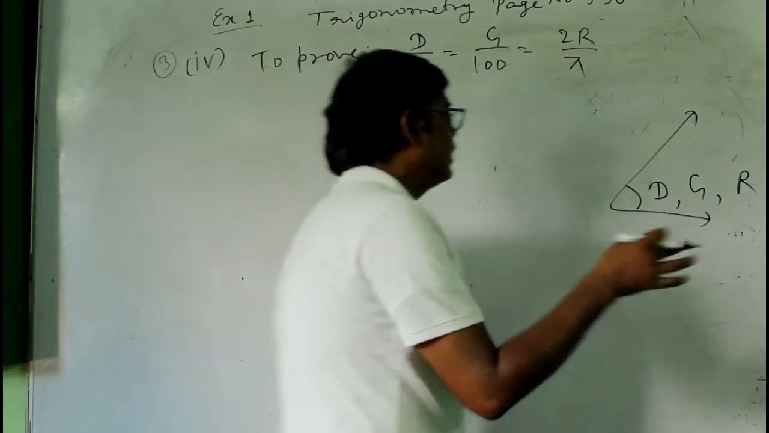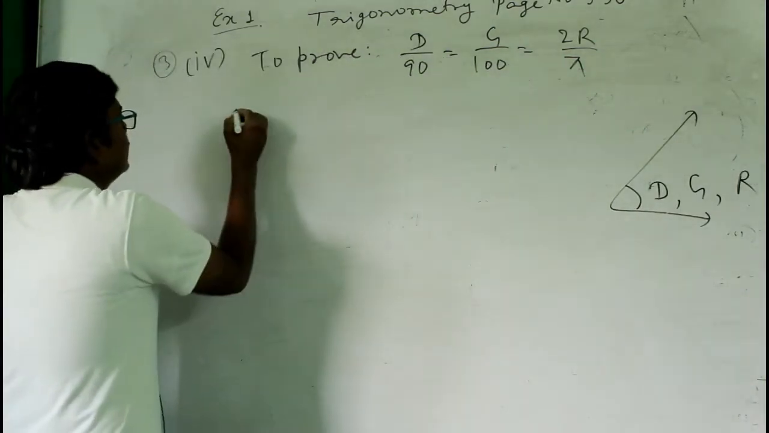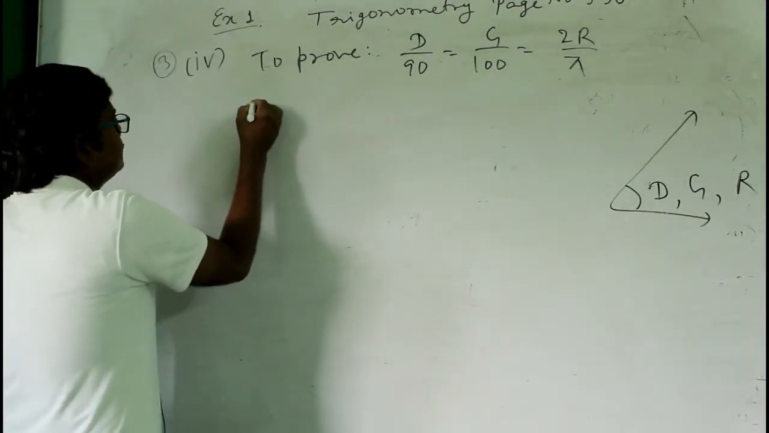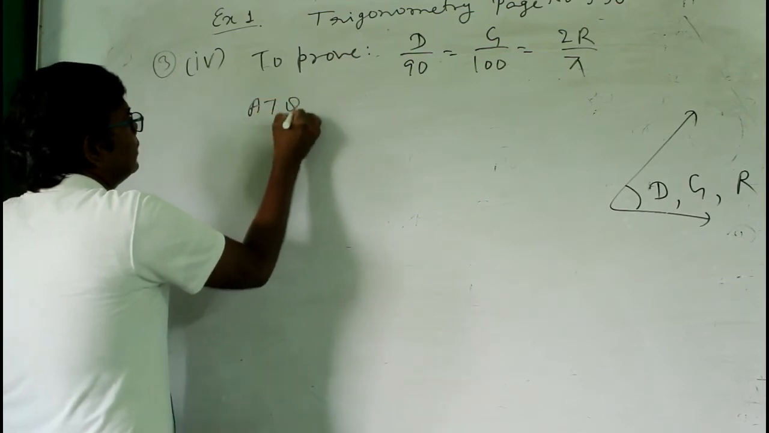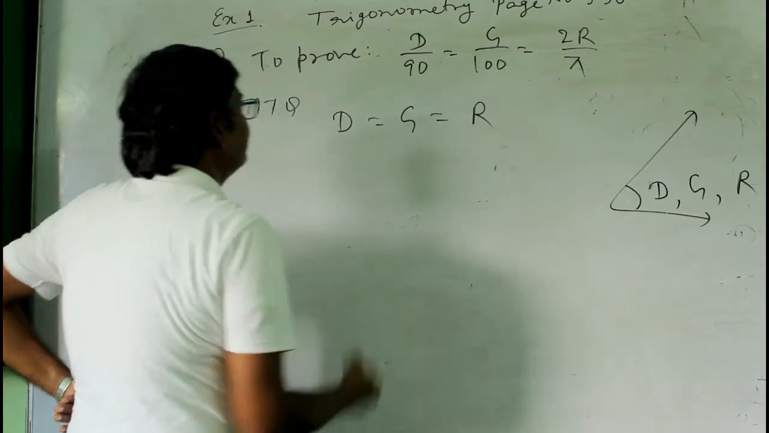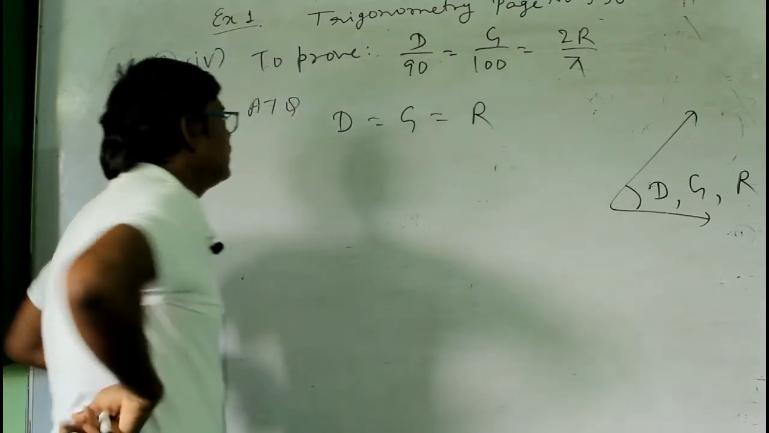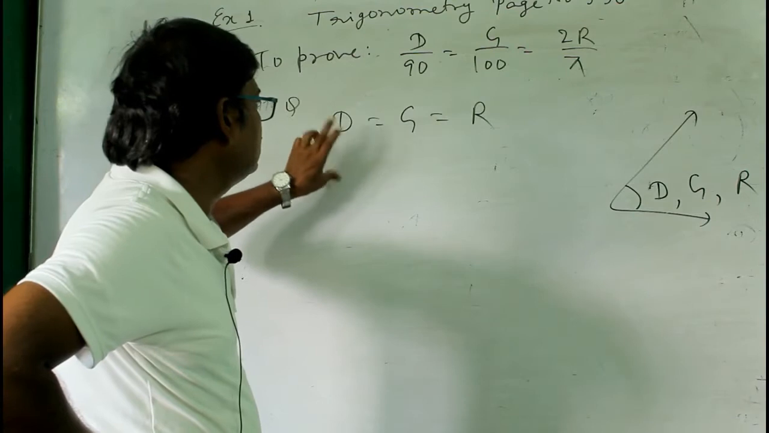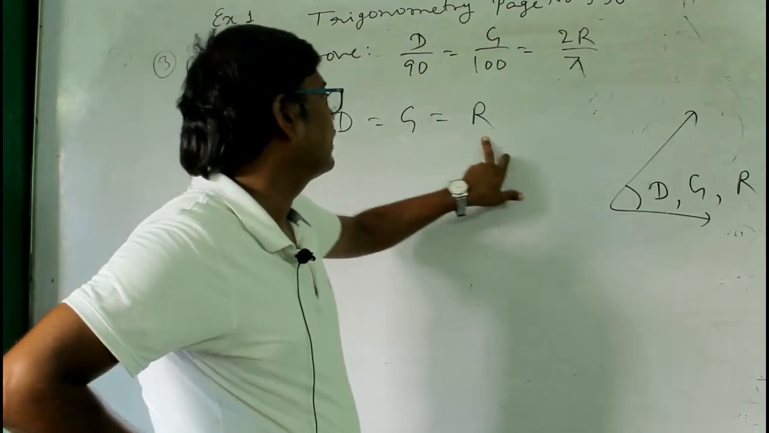So it means that D equal to G equal to R. According to the question, D equal to G equal to R. This is given here. That is, this is actually D degree, G grade, and R radian.